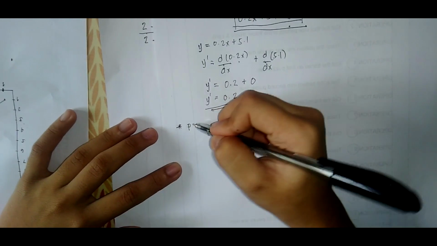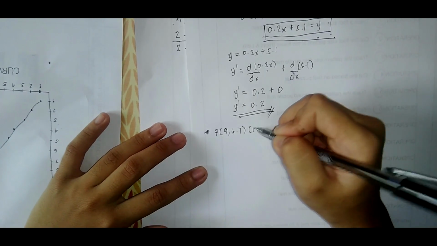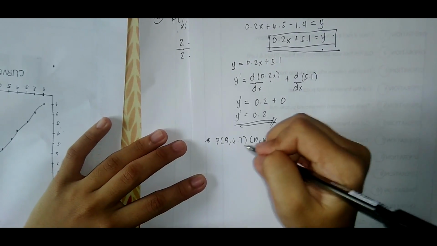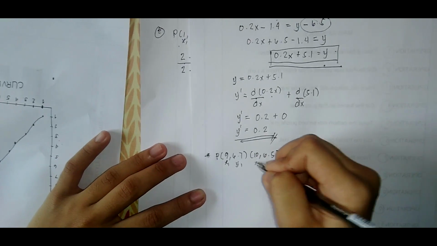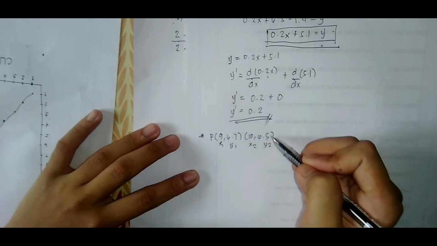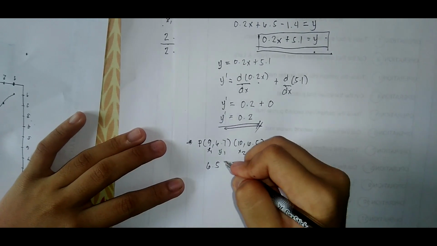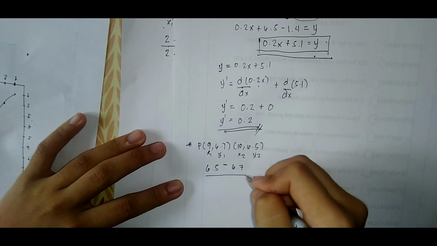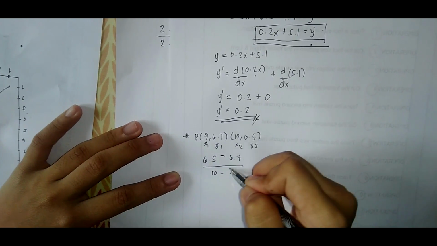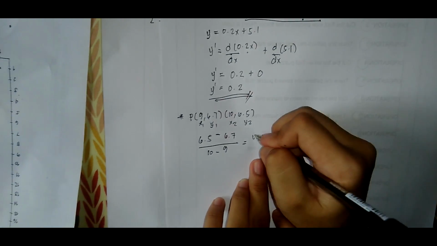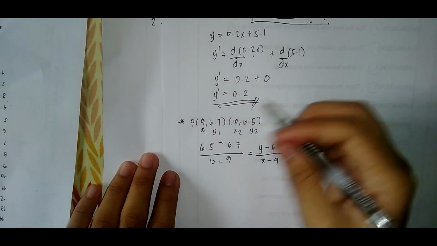Next point is point 9 and 6.7 and point 10 and 6.5. Then, we will just substitute again. So, x sub 1, y sub 1, x sub 2, y sub 2. Y sub 2, which is 6.5, minus y sub 1, which is 6.7, over x sub 2, which is 10, minus x sub 1, which is 9. Then, equals to y minus 6.7 over x minus 9, which is the x sub 1.